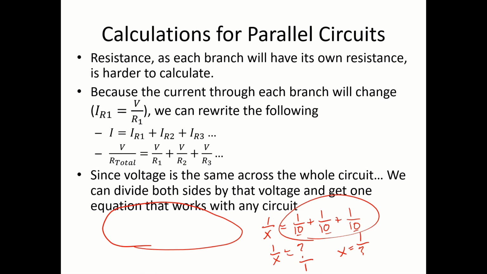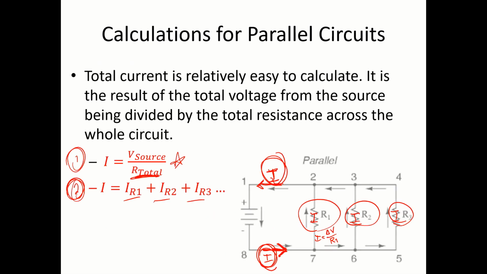And I bring that up because on the last slide, I think using equation 2 to find the total current is easiest. If you want to use equation 1, you've got to find the total resistance through a parallel circuit. And that equation, as you just saw, that one's tricky. So if you can find the current going through each individual resistor, you can just add those up. Call it a day. And I think that's a lot easier.